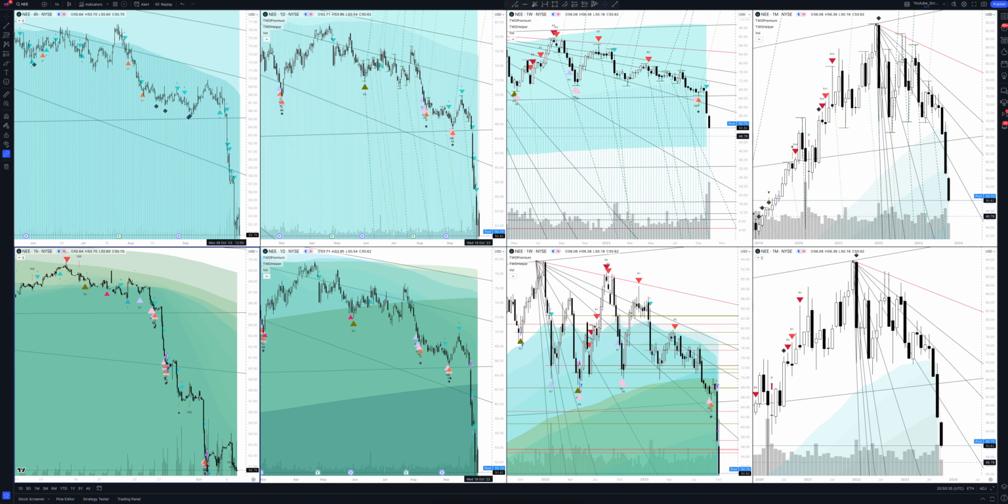Today we will take a look at Nextera Energy stock. Let's analyze the market situation and find out how you can make money on it. Let's start.